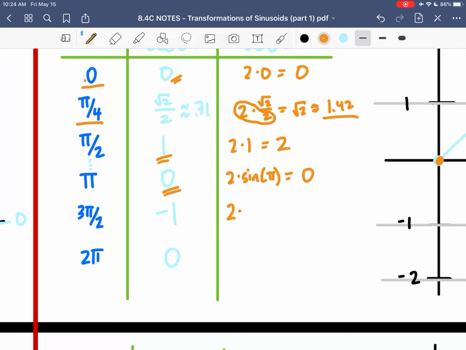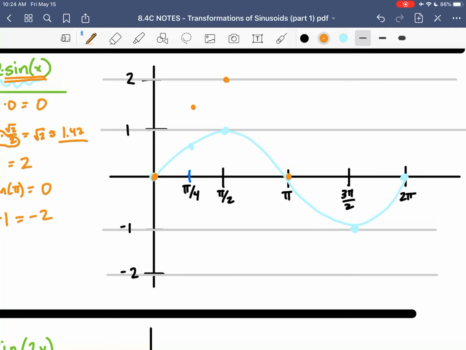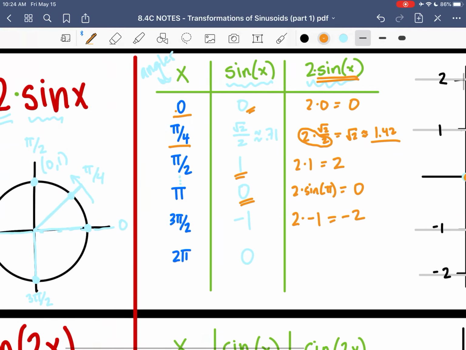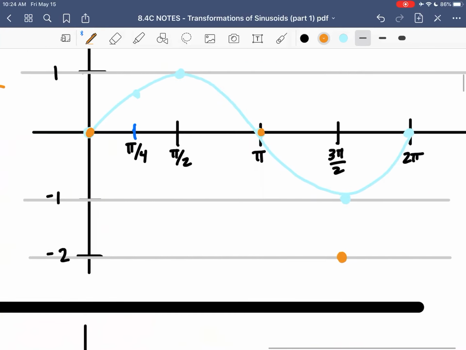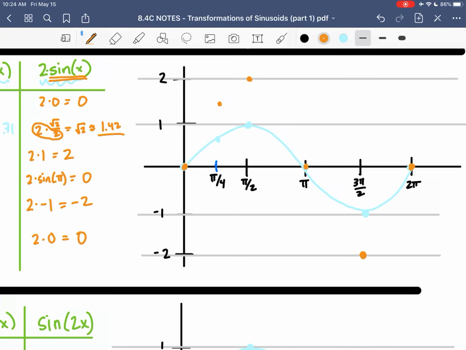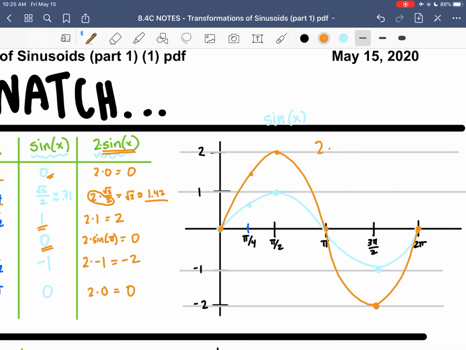And if we keep going, same thing here. We're going to have 2 times the sine value at 3 pi halves, which is -1, which just gets us -2. So every output we have for our sine function, we just multiply it by 2. And same thing here, we'll have 2 times 0, which is still 0. So we go back to the middle here. I'm going to connect the dots. So in orange, this is 2 times sine of x.